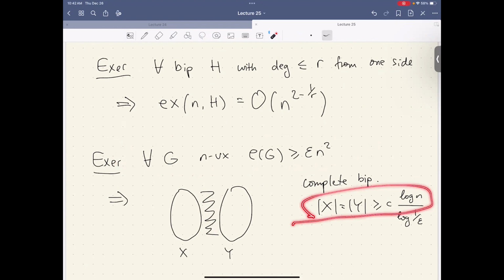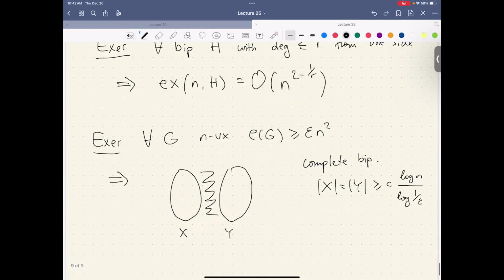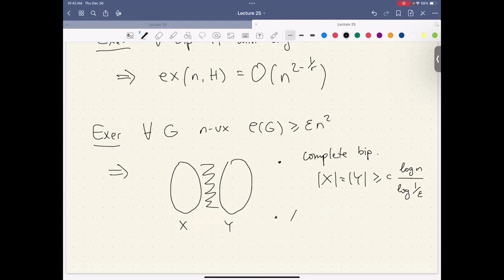But I want you to prove that we can furthermore guarantee that x and y are either independent sets or a clique. So they are homogeneous. I'm not requiring them to be both cliques. I'm just saying either clique or independent set for x, and either clique or independent set for y.